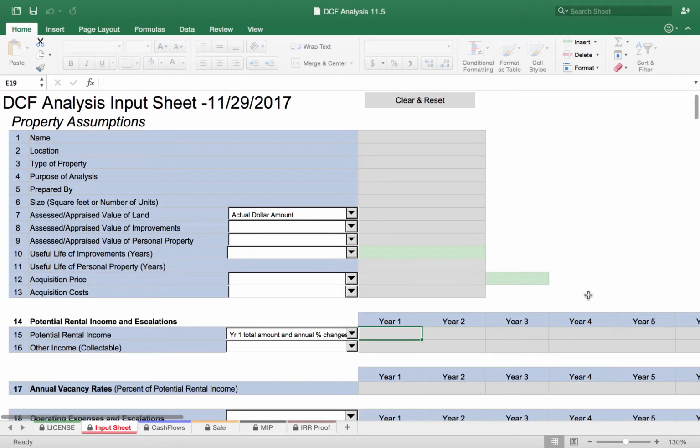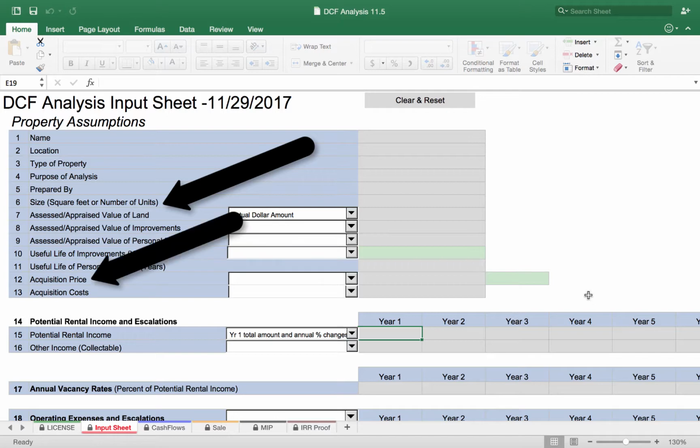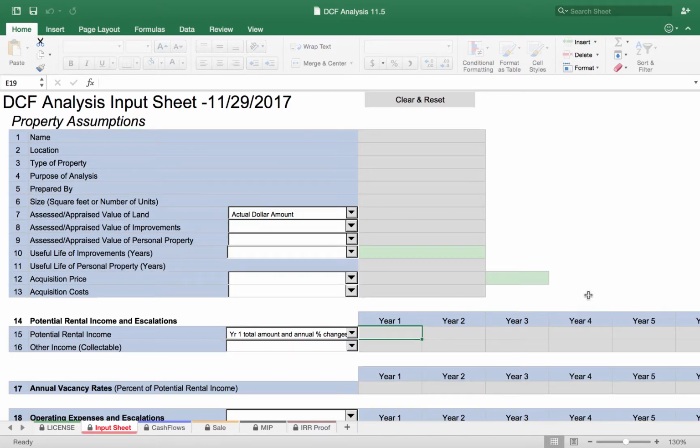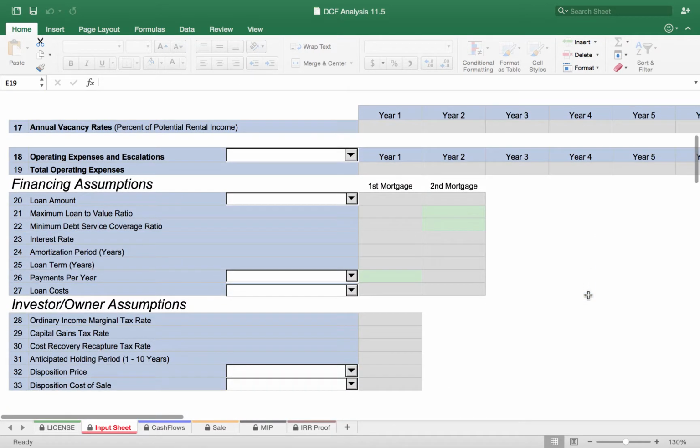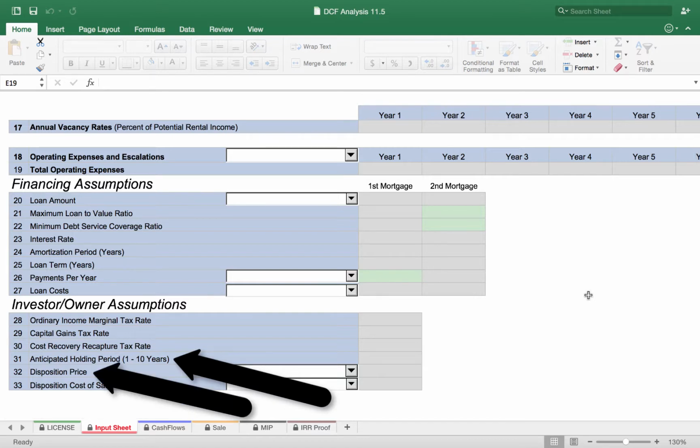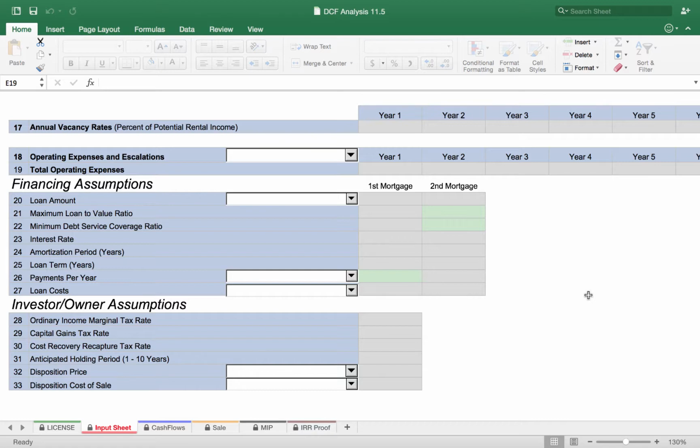The fourth tip is blank cells. These can be deadly in using this workbook. There's 5 cells that absolutely have to be filled in regardless of the cash flow model that you're working with. Number 6, size. Number 12, acquisition price. Number 15, potential rental income. And scrolling down here to number 31, anticipated holding period. And finally, number 32, disposition price. You have to have all 5 of those entered in for the calculation macros to actually work.